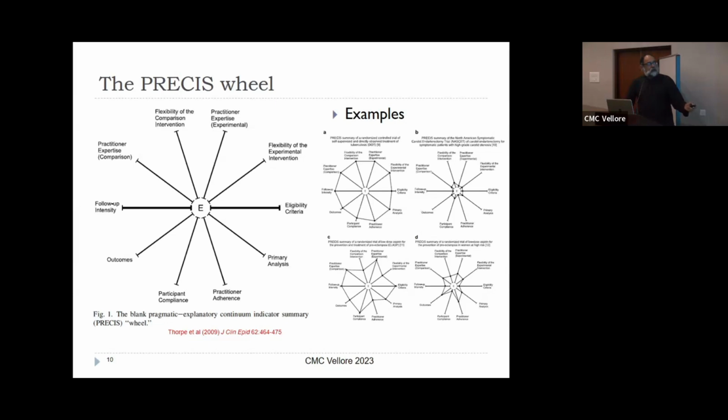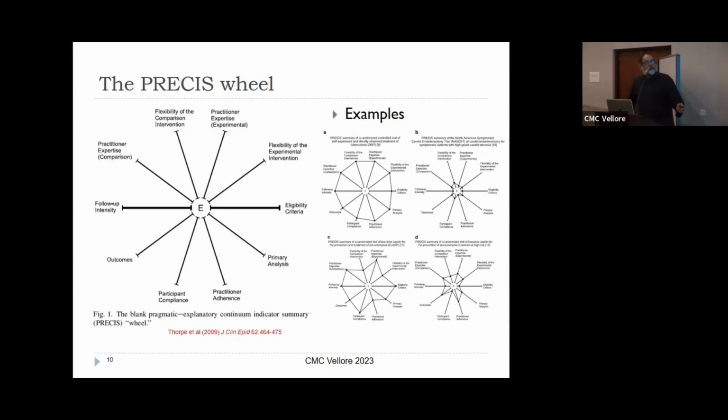You look at the follow-up intensity, the eligibility criteria. Who are you excluding, a lot of people or not? And then what are your outcomes? Are they ones that are easy to obtain or hard to obtain? How much compliance do you need from the participant and the practitioner? And how rigorous are you in your statistical method for primary analysis? The more flexible you are, the more outside you are.